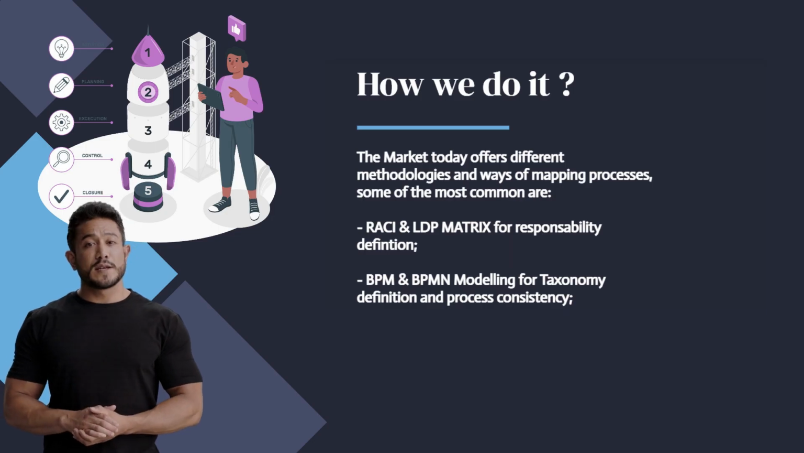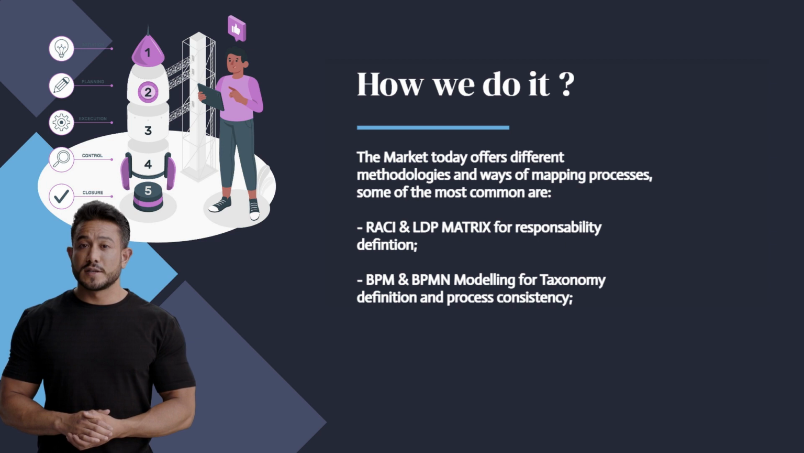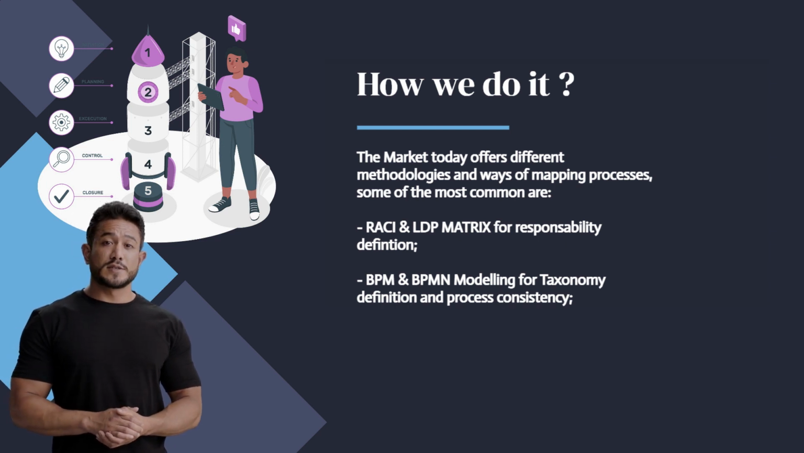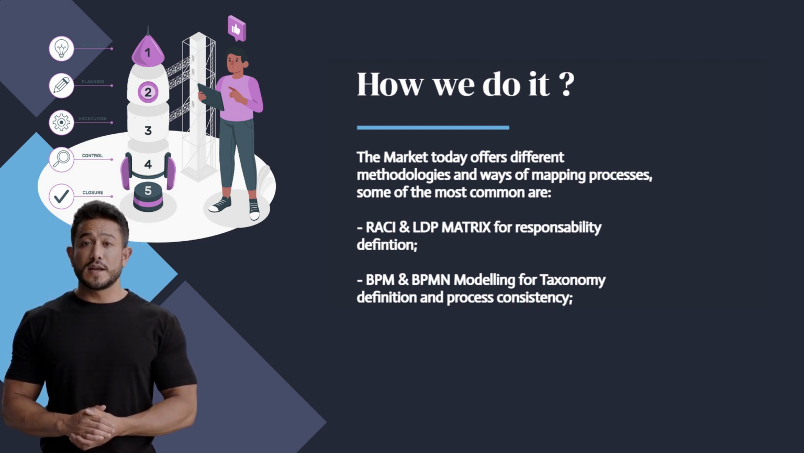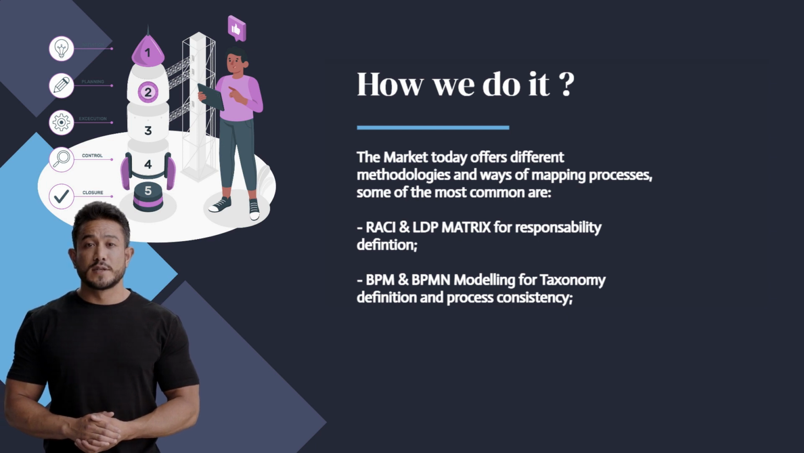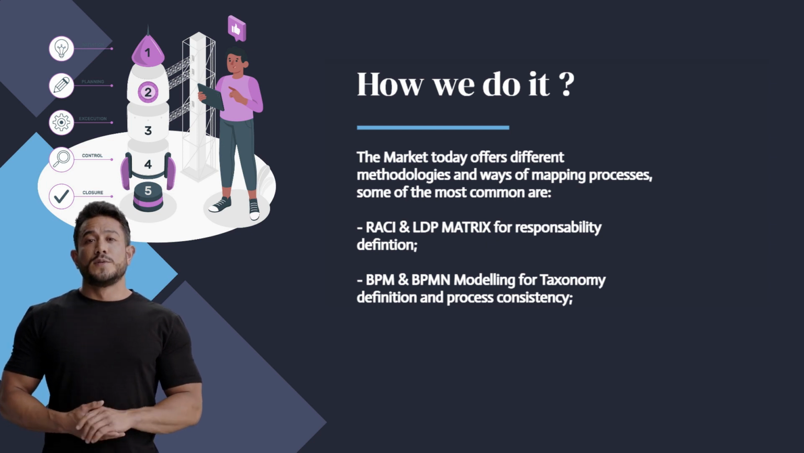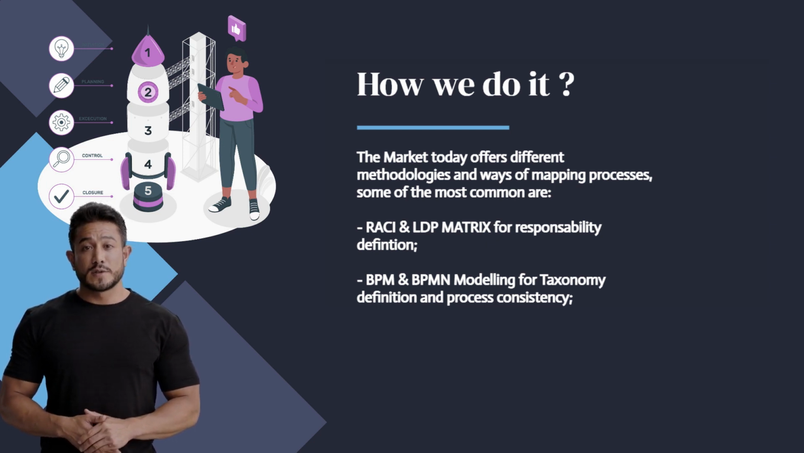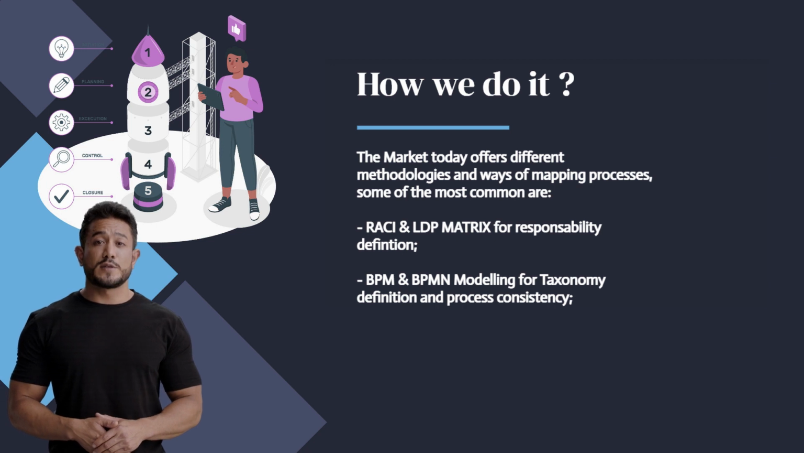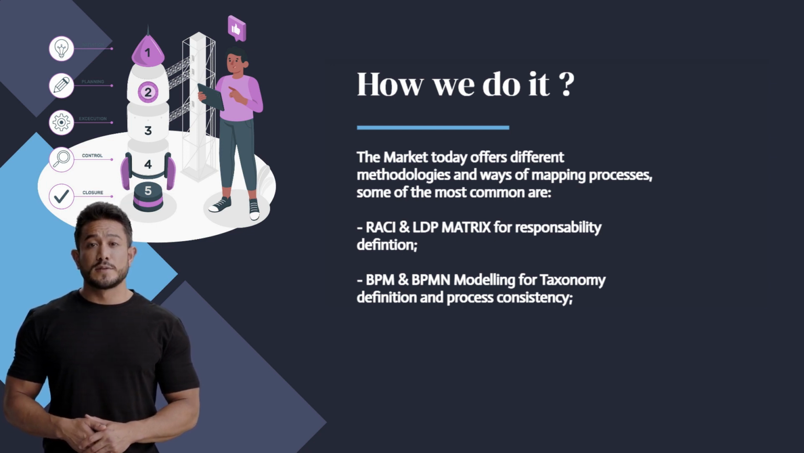When it comes to process mapping and clarifying roles and responsibilities, two common matrices are often used, the LDP and the RACI Matrix. Each matrix has its own unique approach to defining roles. BPM, Business Process Management, and BPMN, Business Process Model and Notation, are both related concepts used to analyze, design, and optimize business processes. BPMN is a specific notation used to represent and document business process models.